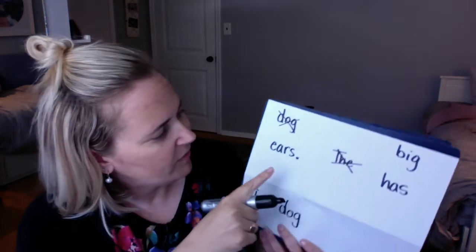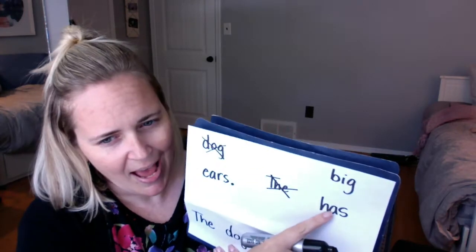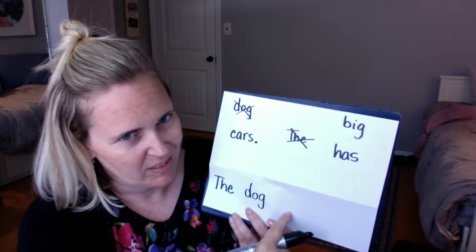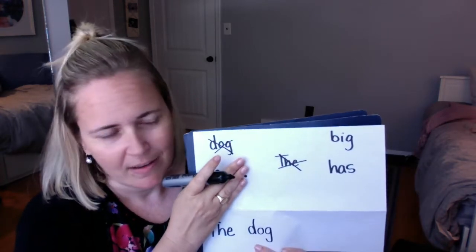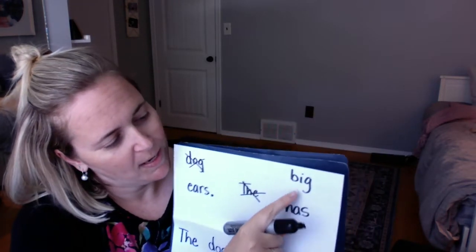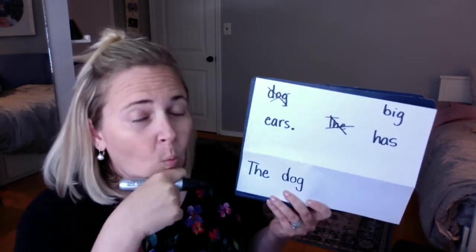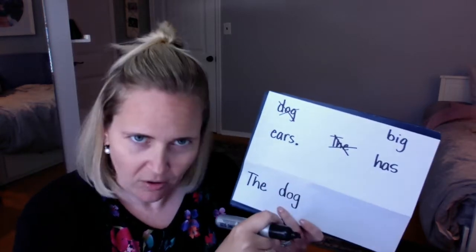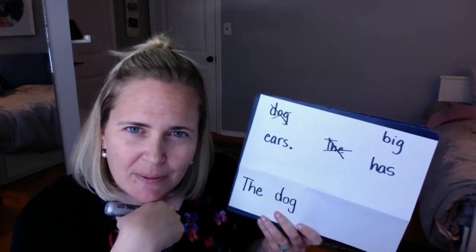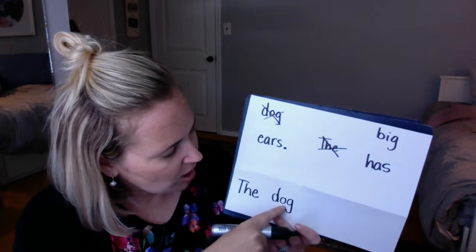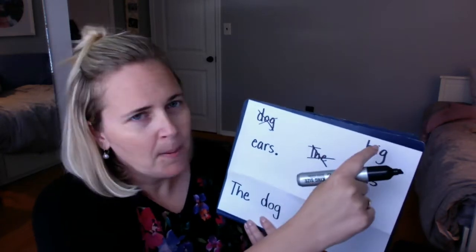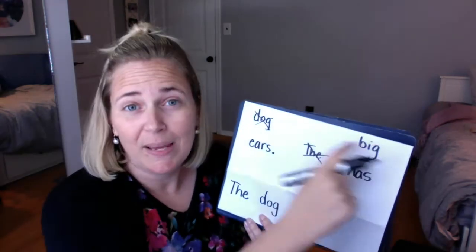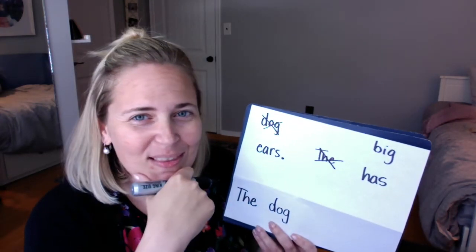So now we have ears, big, and has. But we just talked about how we wouldn't put a period with ears in the middle of a sentence. So we know it cannot be that. So we're left with 2 words, big and has. So one strategy we can use to figure out what word comes next is we can say the words and see which one makes sense. So we know it's the dog. So I'm going to say, the dog big has, or the dog has big. Which one do you think would make sense?